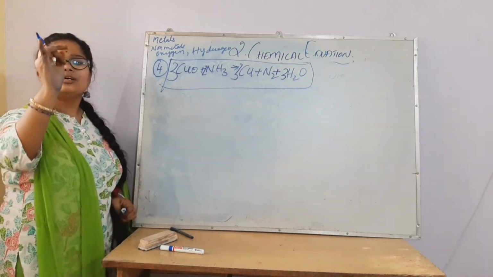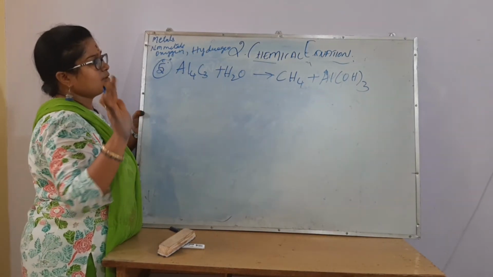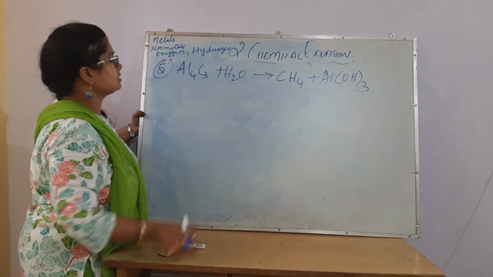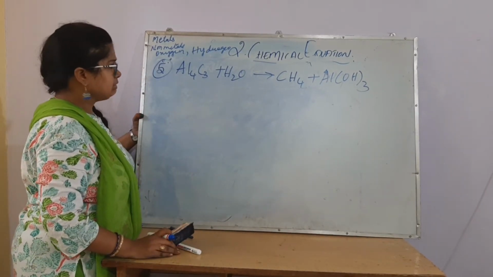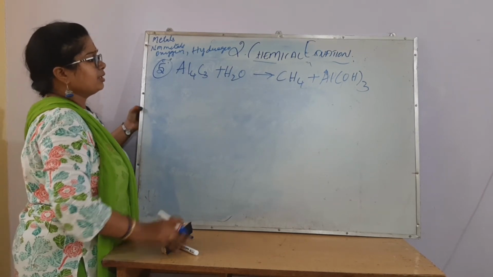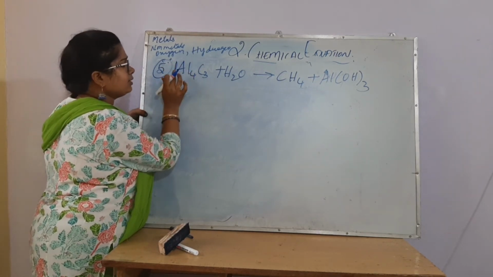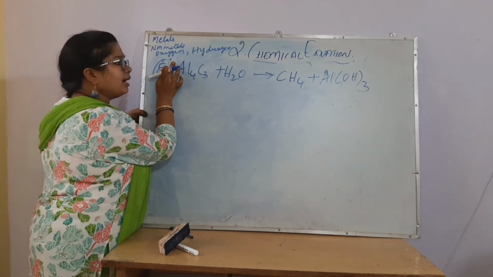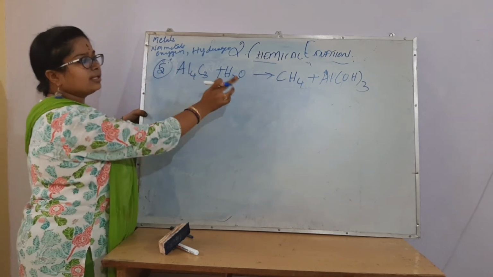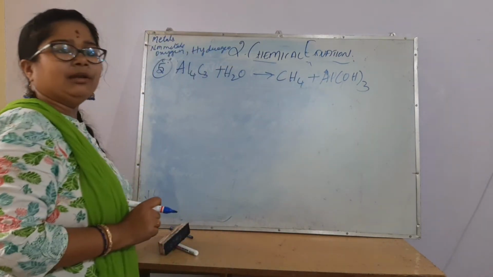Metals, non-metals, oxygen, hydrogen. Example: here, metals, yes, there. Aluminum is a metal. C is there, non-metal. Oxygen there. Hydrogen there. Done. Where nothing is written, it means it is 1. It will not be written, but you need to assume it is 1. 1 into 4. Where is aluminium? Here. 1 1s are 1.